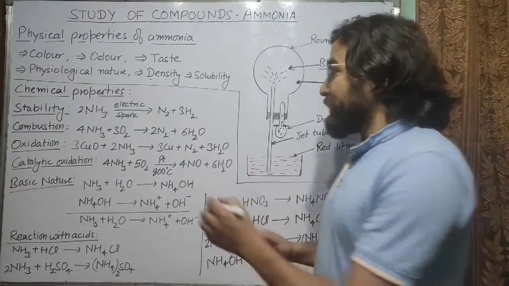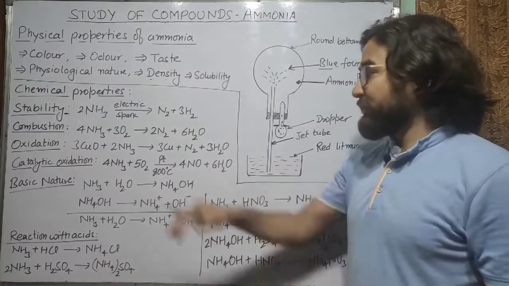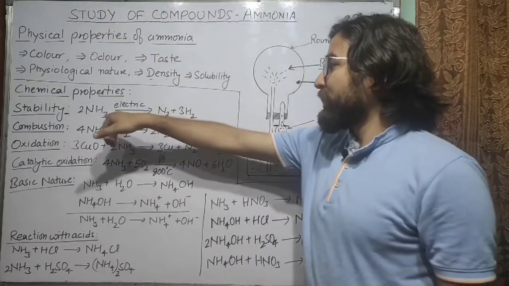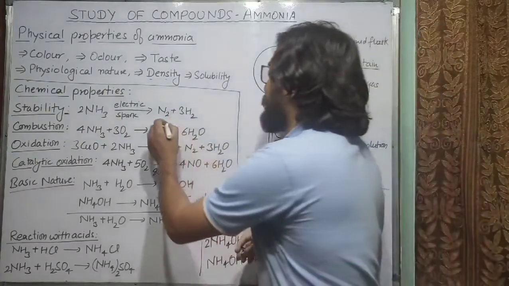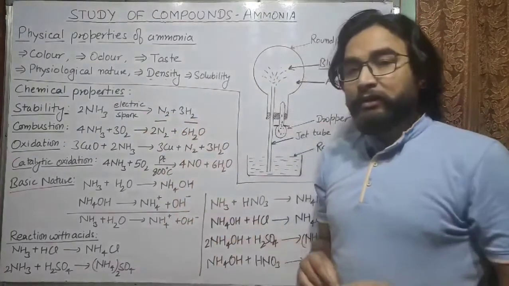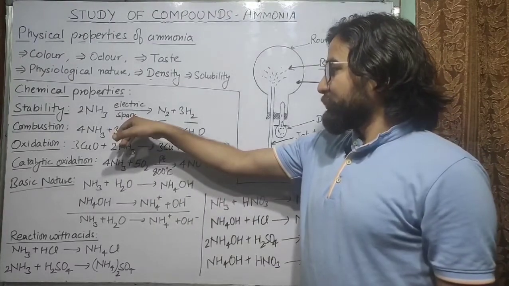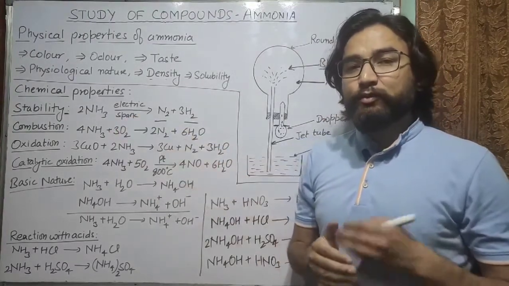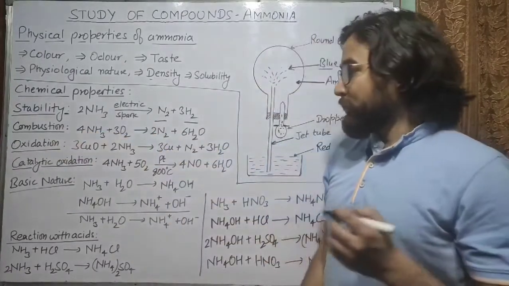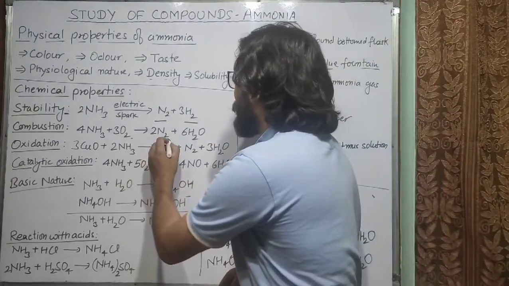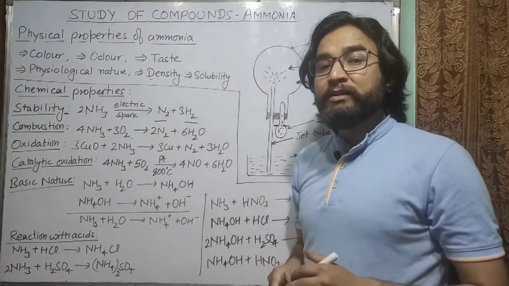So let's see. First is stability. So ammonia is quite stable, but on electric spark ammonia will decompose to its components, that is nitrogen and hydrogen. So generally ammonia is quite stable, but because of electric spark it may decompose to nitrogen and hydrogen. The next is combustion. So ammonia burns to form nitrogen and water. So it burns with a greenish yellow flame.